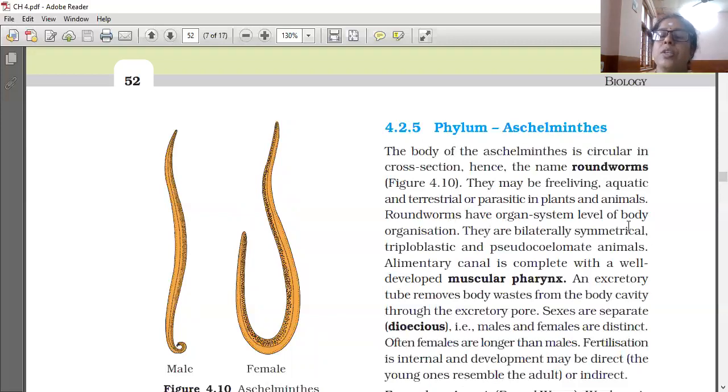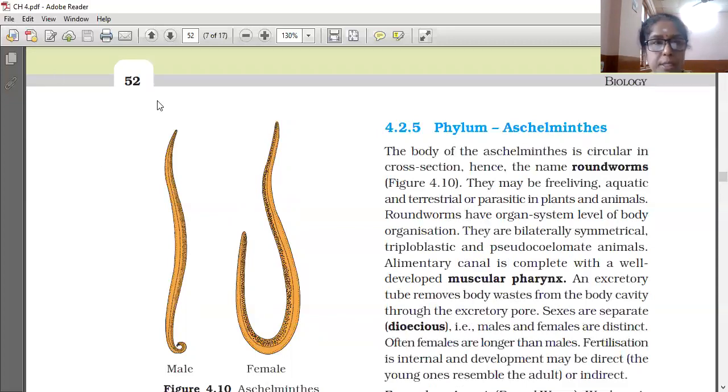Roundworms have organ system level of body organization. They are bilaterally symmetrical, triploblastic, pseudocoelomate animals. The alimentary canal is complete with a well-developed muscular pharynx. An excretory tube removes body waste from the body cavity through the excretory pore only. So two openings are there like that already.